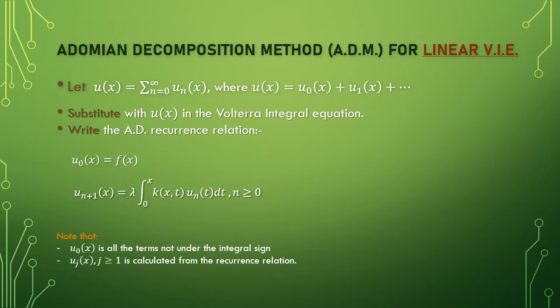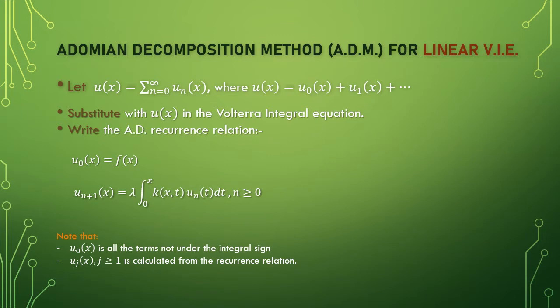I will give the steps of the method briefly, and then I will explain it again in a detailed way. First, we let u of x equal the summation n from 0 to infinity of un of x, where u of x equals u naught of x plus u1 of x, and so on. We substitute with the summation in the integral equation, and then we write the ADM decomposition recurrence relation as the following.